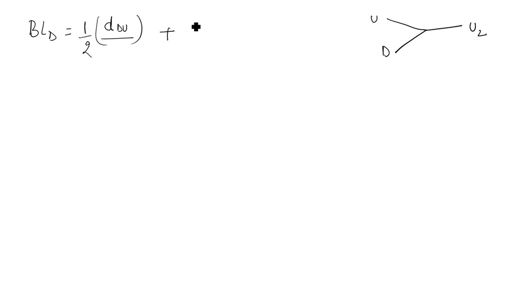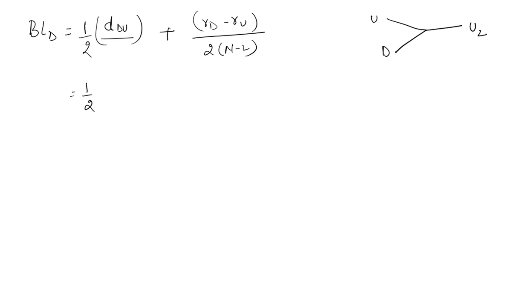So we'll construct a tree like u and d, and then we'll give the name u2. First we gave u, u1 and u2. So now we have to calculate the branch length of u and d. So let's calculate the branch length of d. What is the formula for the branch length of d? 1 by 2 d du plus rd minus ru divided by 2 times n minus 2.